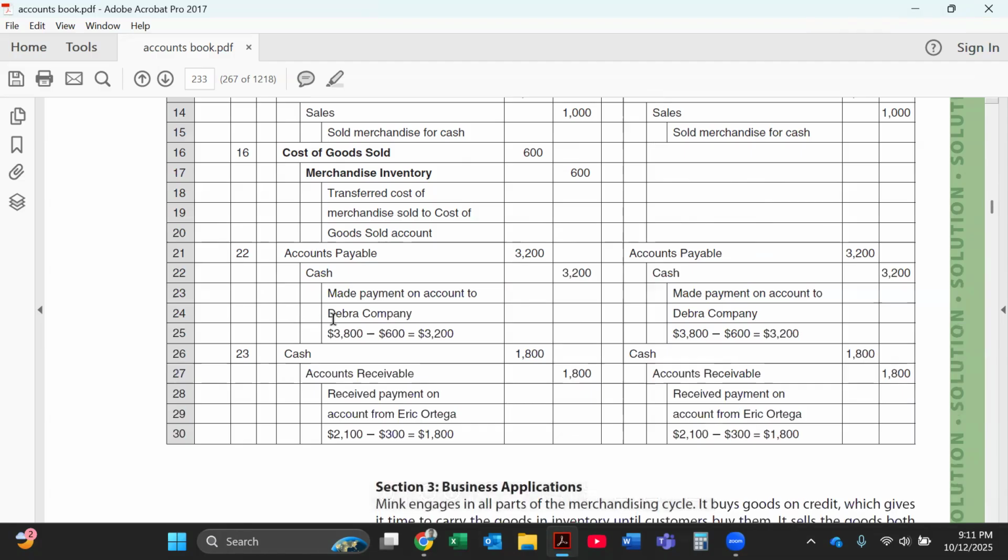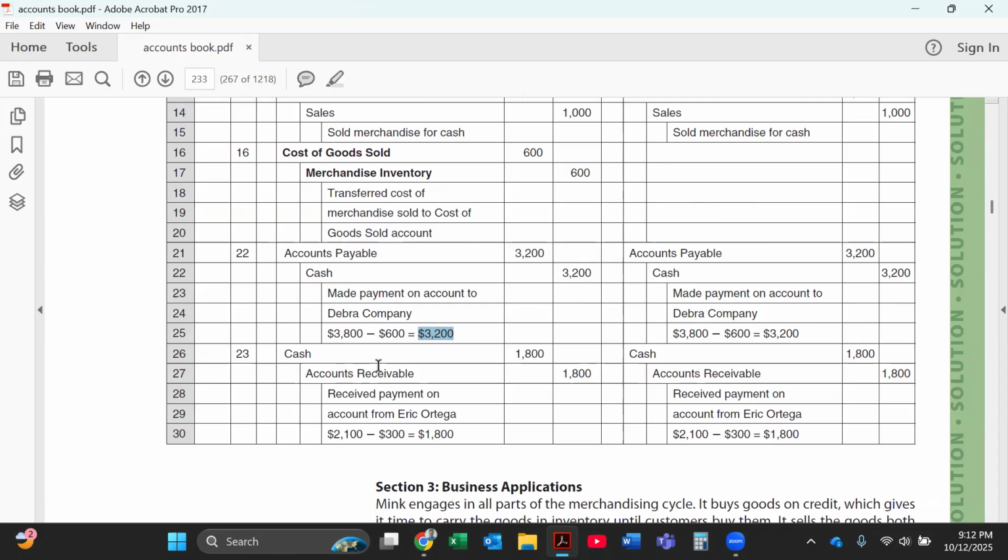We made a payment on account for that accounts payable. They're just pointing out the fact that initially we bought $3,800 worth. There's $600 worth that was returned. Therefore, 3,200 is the amount that we have to pay back. And so that's the amount that they pay in accounts payable, and that's the amount of cash that they have to spend to make that payment. The same thing happens on the periodic side. Nothing changes. Accounts payable decreases, cash decreases.